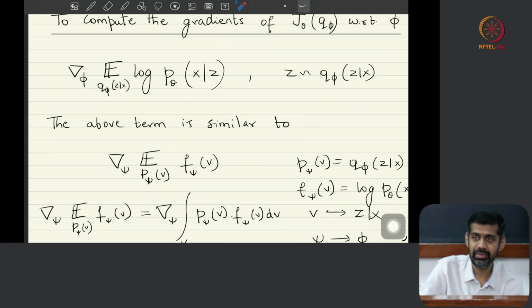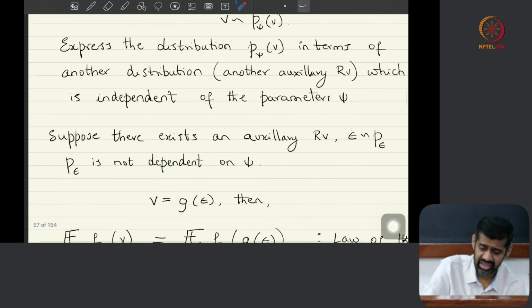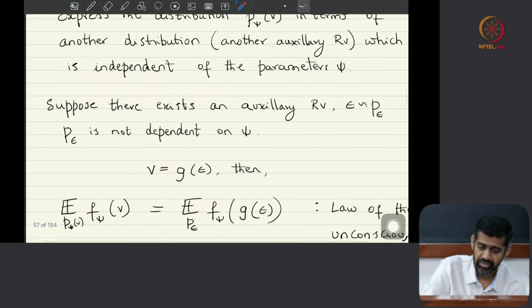Any suggestions? See, for one, all that we need to do is get the dependence of this distribution on phi. If you somehow represent this distribution in terms of something else that does not depend on phi, then we are done. That is all we need to do. So, that's reparameterization. Can we do that is the question. Turns out we can. So, let us look at what the idea is.